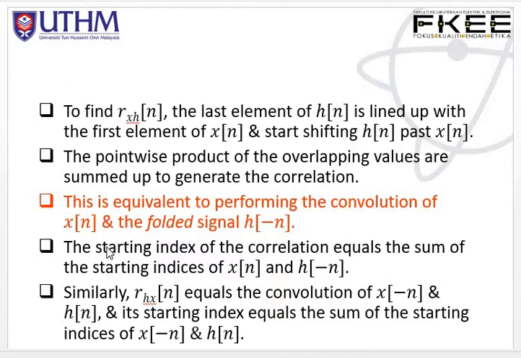Also, we need to find the starting index of the correlation. That is the sum of the starting index of x[n] and h[minus n]. Similarly for R_hx, the correlation of h[n] and x[n], the starting index is the sum of the starting indices of x[minus n] and h[n].